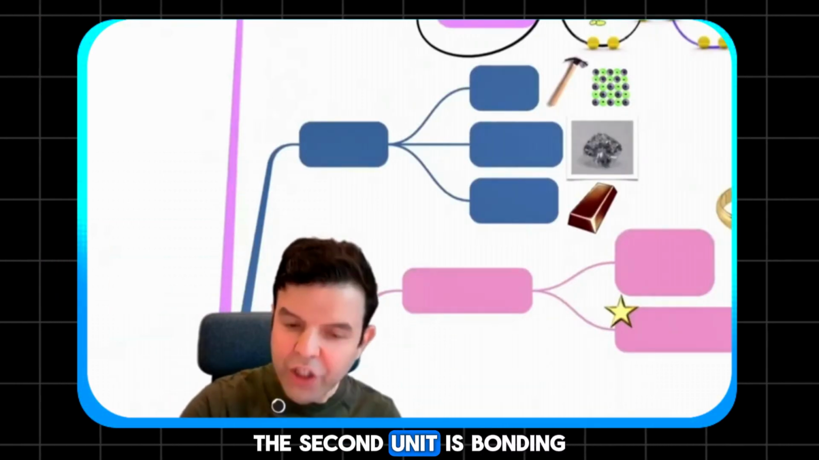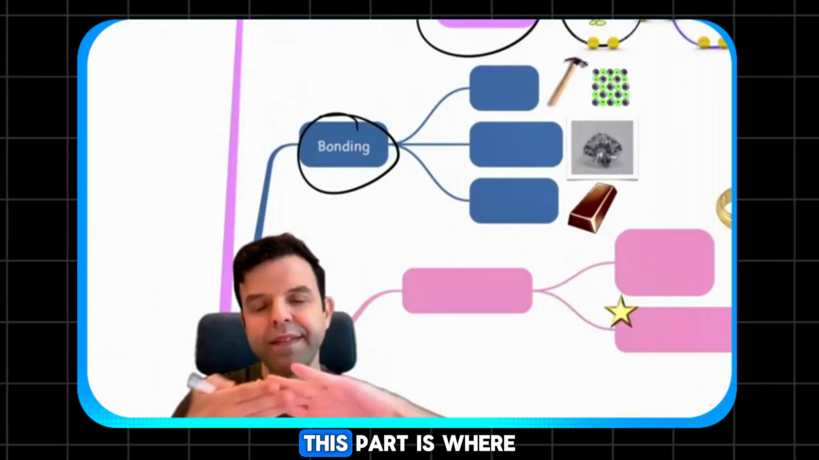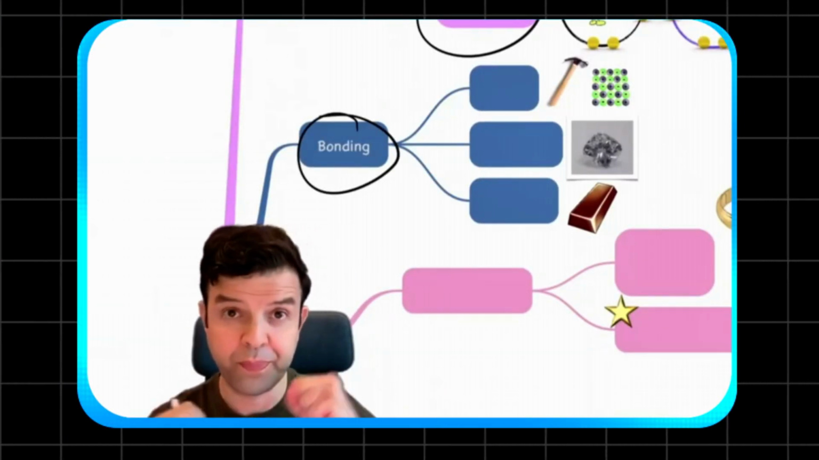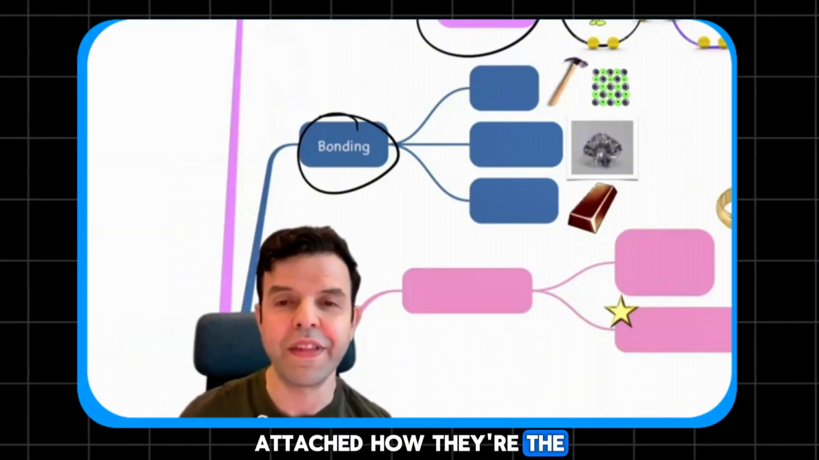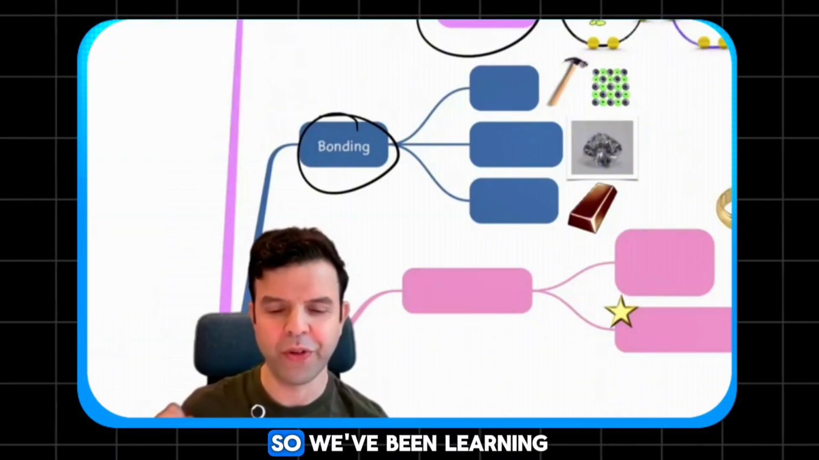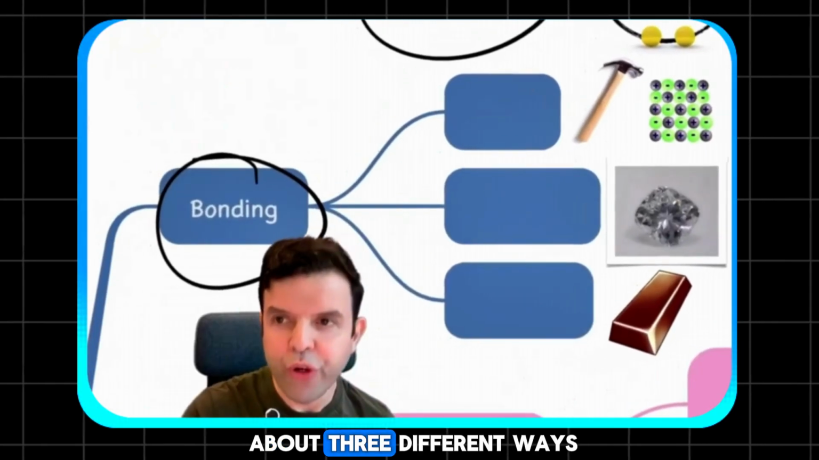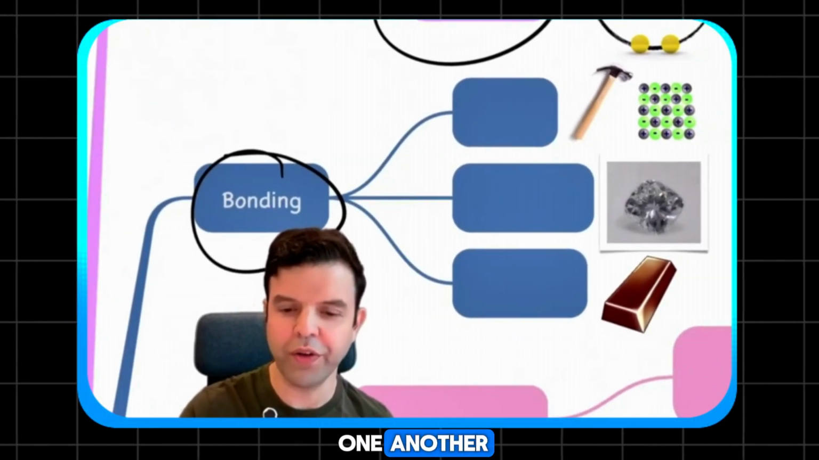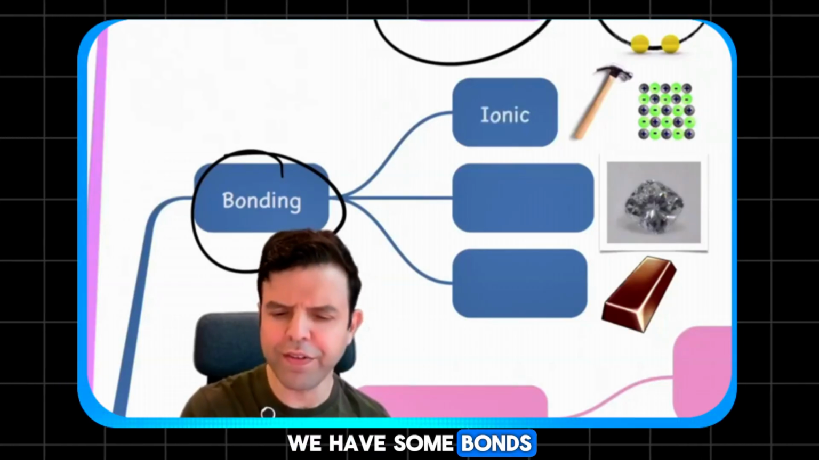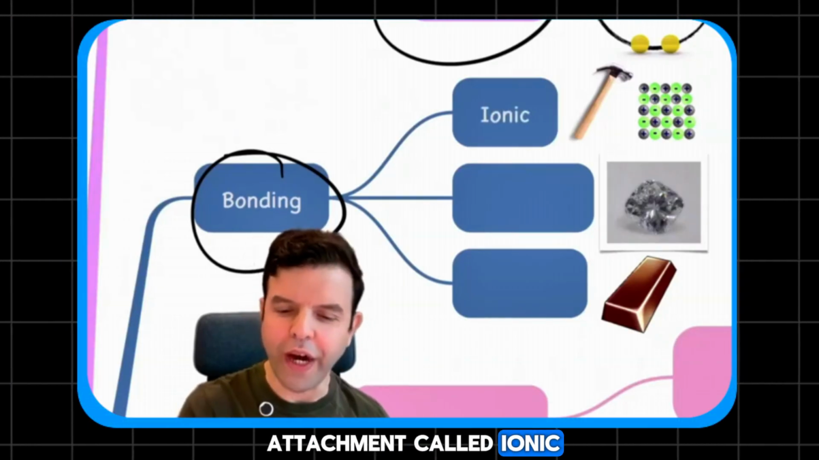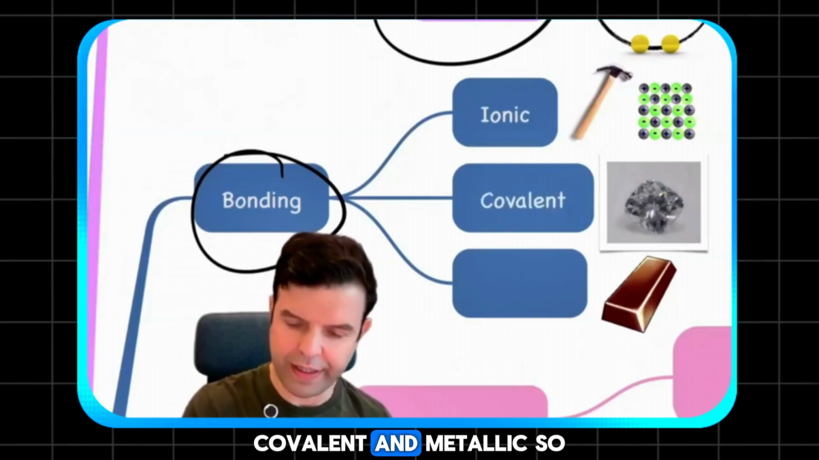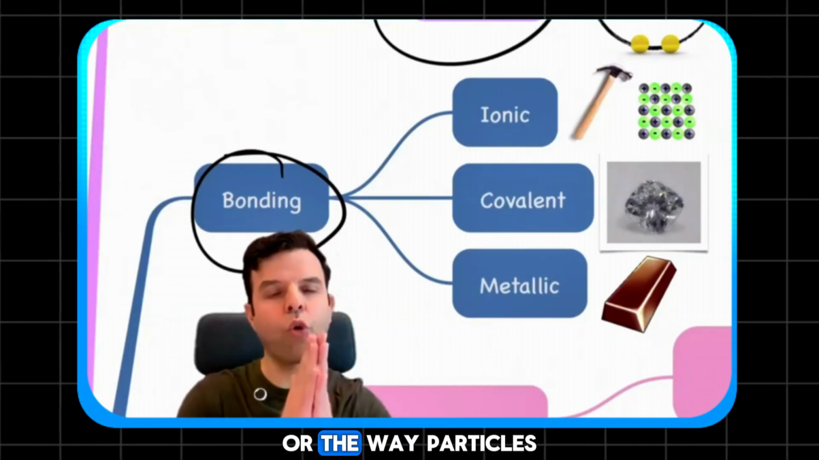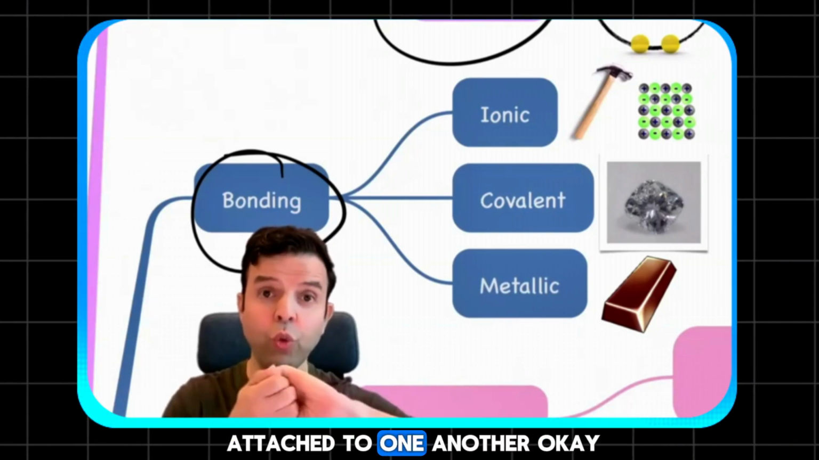The second unit is bonding. This part is where you learn how these particles are attached, how they joined together, okay? So we've been learning about 3 different ways that particles can join one another. We have some bonds, attachments, call it ionic, covalent, and metallic. So these are the bonds or the ways particles attach to one another, okay?